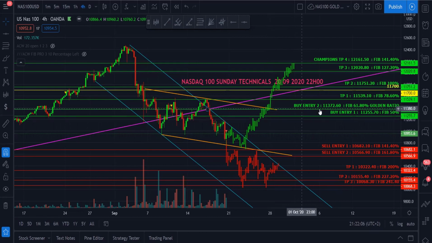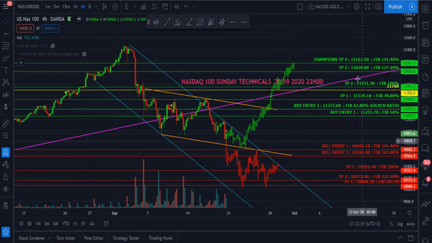And we'll close our TPs at 11,539, 11,751, even TP3, if we're fortunate enough for NAS to be so bullish to get to the 12,000 mark at TP3. TP4, which is our champion, is at 12,161. That's our scenario if NAS breaks up into a bullish trend. However, if NAS does not do that, what do we do?